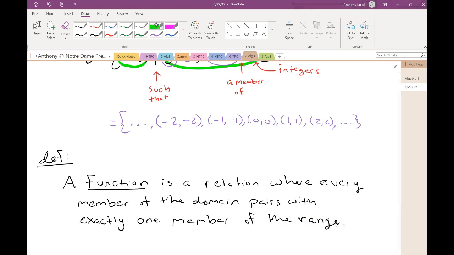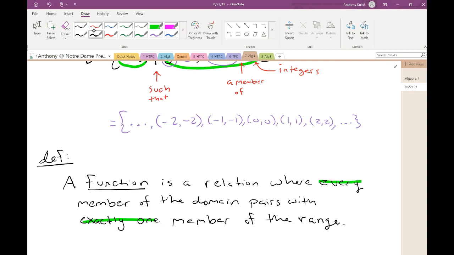So a function is a relation where every member of the domain pairs with exactly one member of the range. So a quick aside before we do any examples of functions. Functions and relations are related in some way because every function is a relation, right? Everybody's okay with that idea? Part of the definition? Which one is there more of, functions or relations?